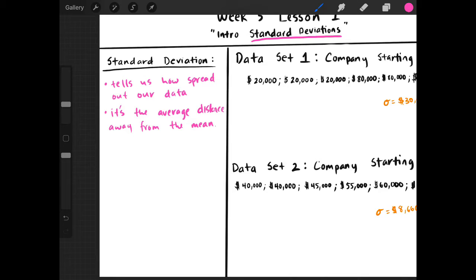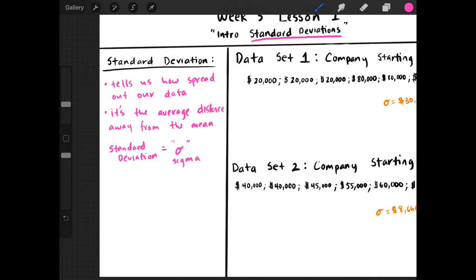Now, the last thing I want to do is show you the symbol that we're going to use to represent standard deviations. I'm going to say standard deviation. We're going to represent it with this symbol that looks like that. It's called sigma. It's lowercase Greek alphabet, but that's the symbol that we're going to use to represent our standard deviation.